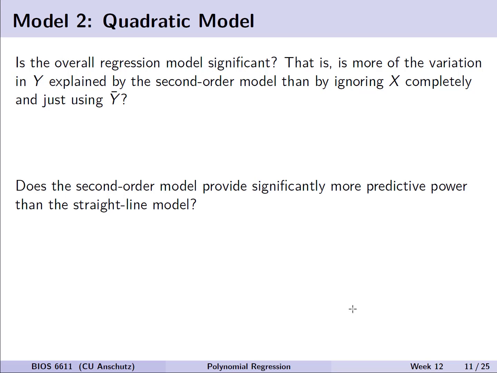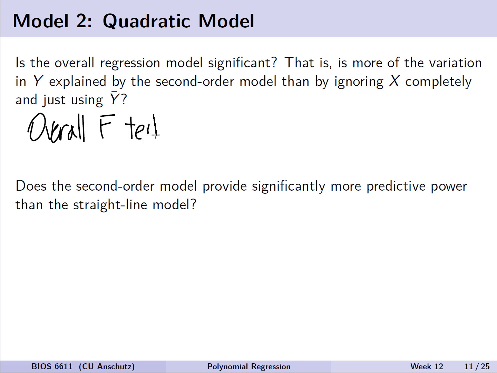So this leads us to two questions we may want to spend a second thinking about and answering based on the data we have so far. The first is: is the overall regression model significant? That is, is more of the variation in our outcome y explained by the second order model than by ignoring x completely and just using y bar? One of the tools we've learned so far to answer this question would be our overall F-test.